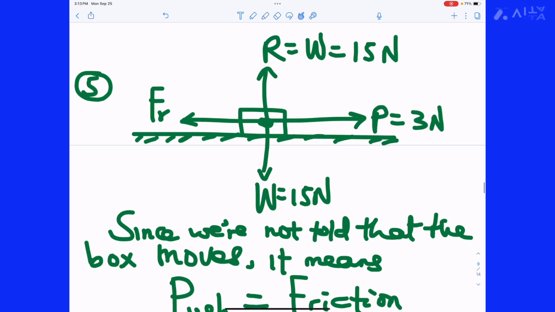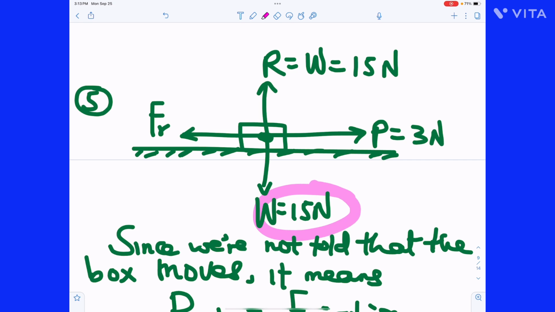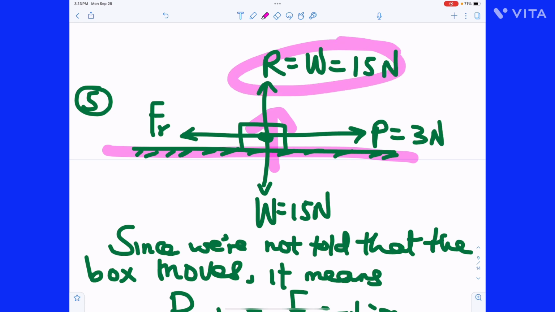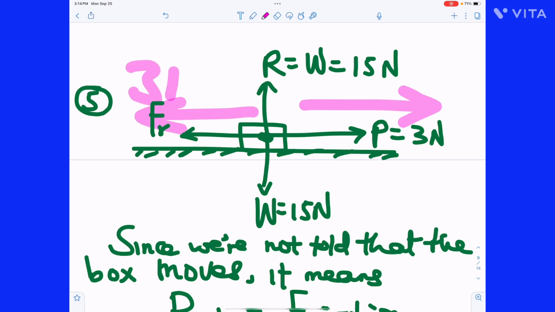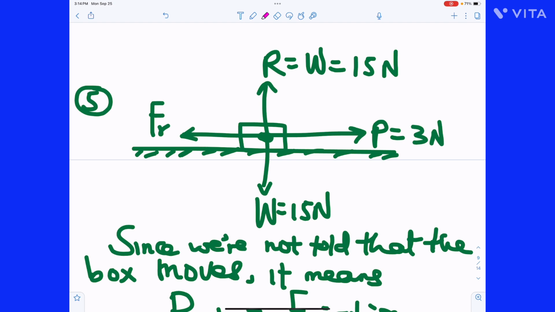So 15 Newton is the weight of the box, which is acting downwards. The normal reaction of the surface on the box is also equal to W, which is 15 Newton too. So write that the applied force is 3 Newton. Frictional force acts backwards. So frictional force will also be 3 Newton. Since there's no motion, it means the frictional force balances the push. This one is acting to the right. Frictional force will also act to the left, in opposite direction. So 3 Newton, 3 Newton will balance each other.